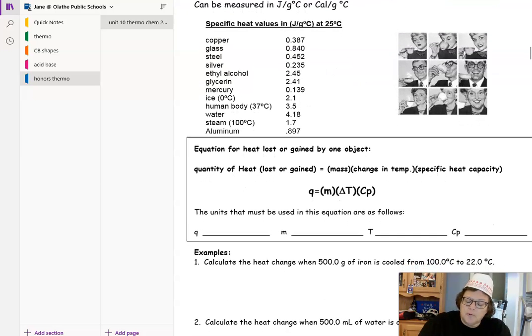And if you look, copper has a specific heat of 0.387. Glass is 0.840. If we get down here, ethyl alcohol 2.45, glycerin 2.41, water is 4.18. That's a number that you're going to need to learn. I mean, you don't have to have it memorized, but you're going to use it, so you might as well. And notice that mercury has a very low specific heat capacity, meaning that the temperature of it will change very, very easily. You don't have to add much energy. Whereas water, you have to add 4 joules to get 1 gram of water to go up 1 degree Celsius.